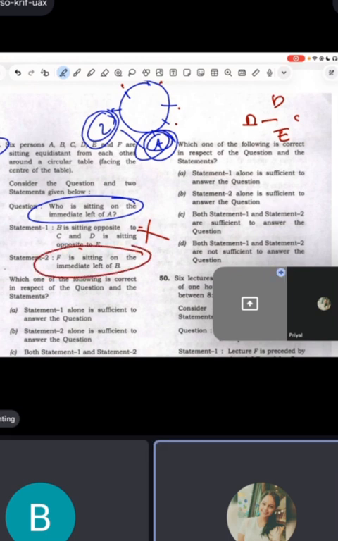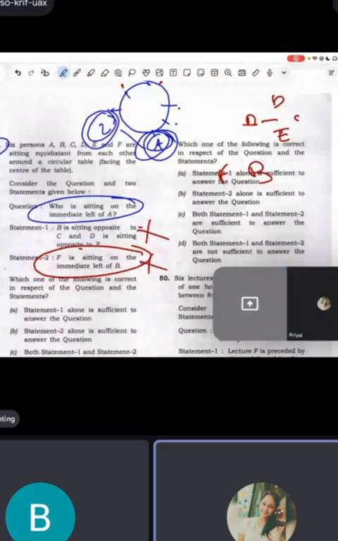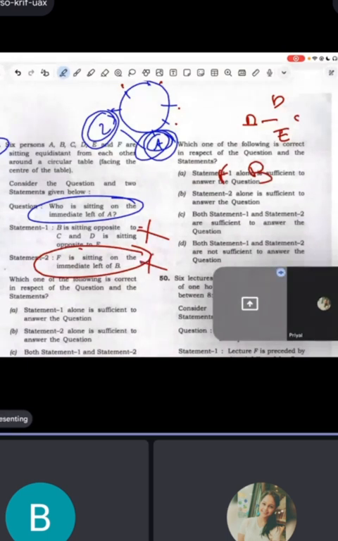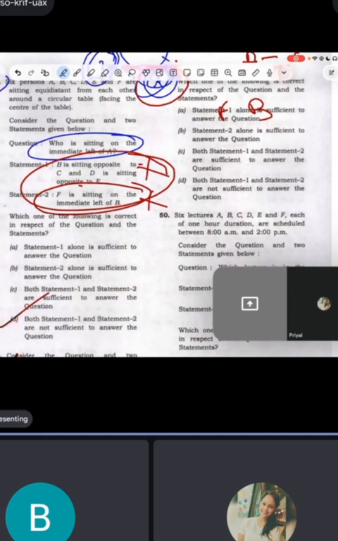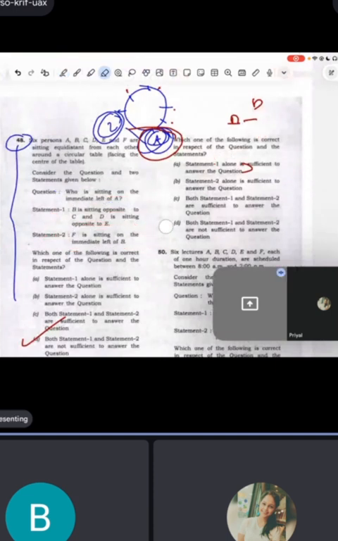Now F is sitting on the immediate left of B. F is sitting immediate left, but there is no information about A. I cannot fix it, and even if I add both, guys, they have not given any information about A. I repeat, they have not given any information about A. So how can I fix the exact position of A? Because there can be multiple chances. Multiple chances means data is inadequate. The answer will be D. If you want to arrange the program, you can arrange the program, but I understood the answer will be D.